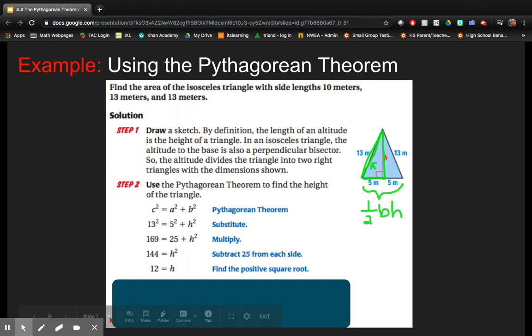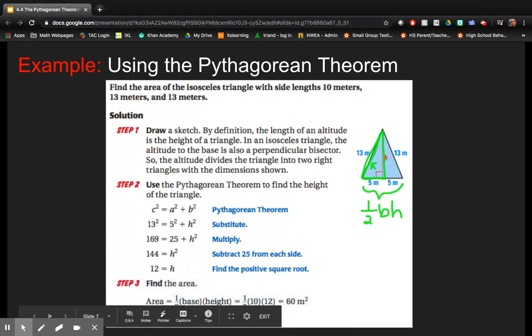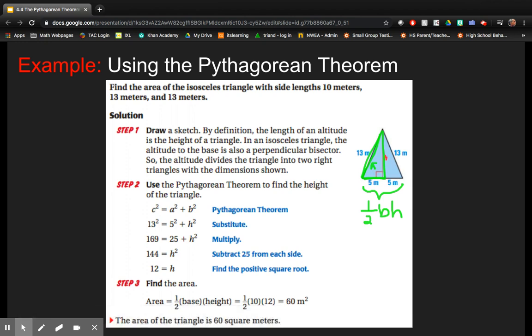But remember, we're not looking for the missing side as a final answer. We're looking for that missing side to find the area. So now we know that the height of this triangle is 12 meters. And we can find the area based on that. Again, area of a triangle is 1/2 base times height. The base is 10 and the height is 12. So all we have to do is plug it into the area formula and we get 60 meters squared, or 60 square meters, as the area of this triangle.